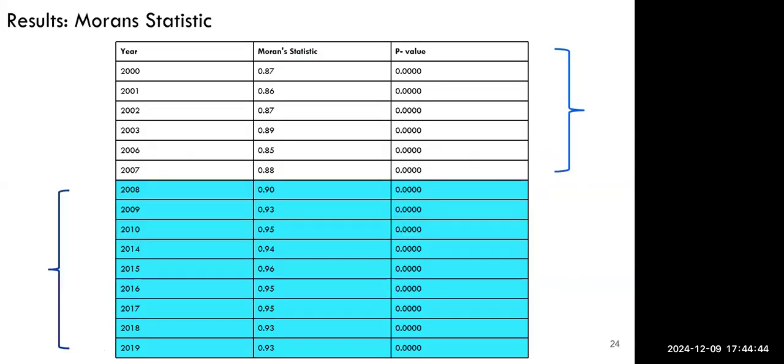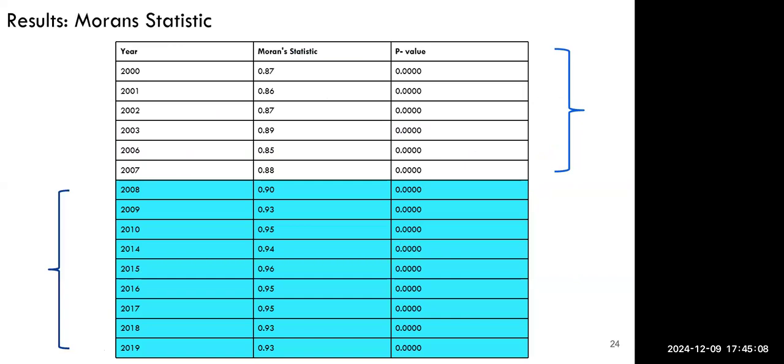So this is also quite interesting. I also wanted to look at the Moran's I statistic, which tries to capture spatial dependency, or in other words, how similar the regions or municipalities are in terms of stunting, either low or high.